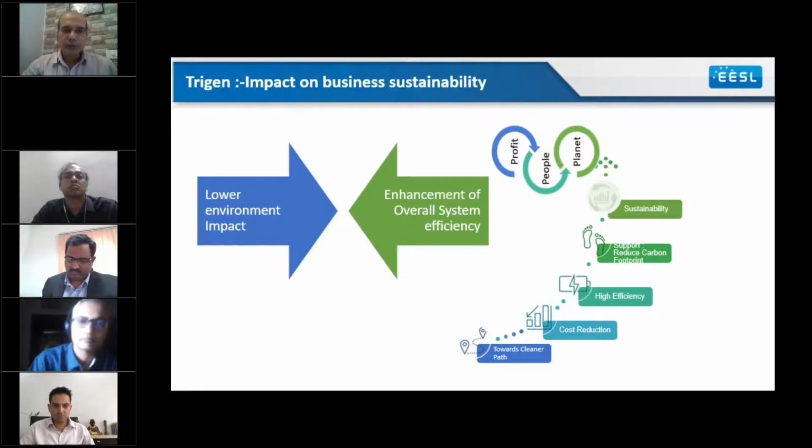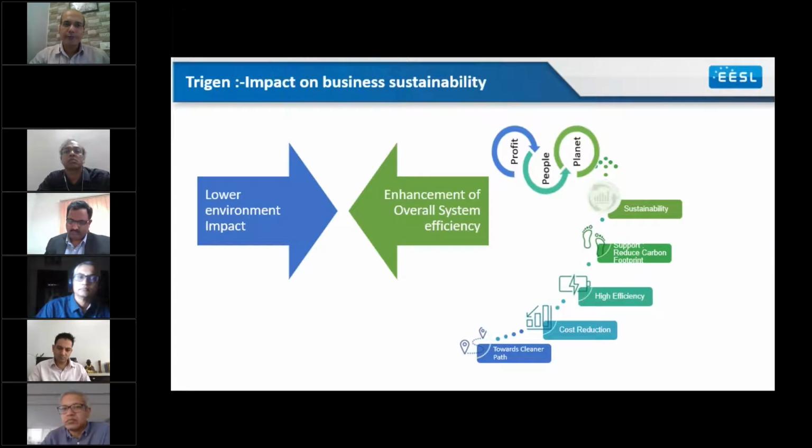Yes. The impact on business sustainability is lower environmental impact and enhanced overall system efficiency. Because in the case of VAM, which we are using to generate chilled water, there is no refrigerant, meaning water is acting as the refrigerant. So, zero ozone depletion and zero global warming potential.